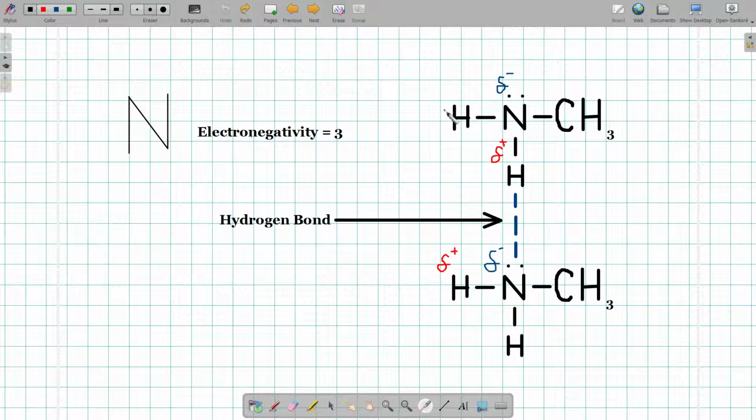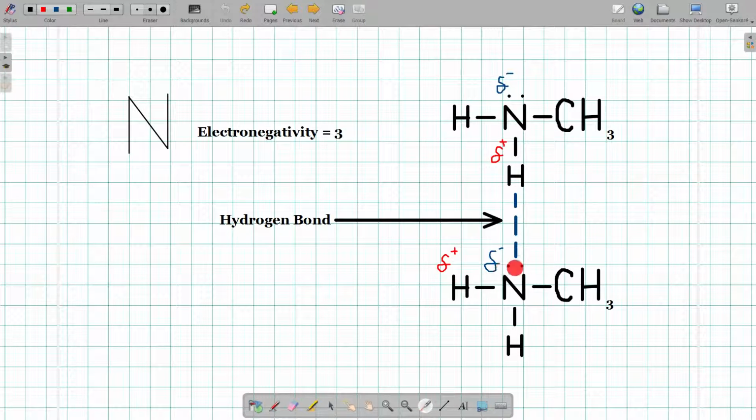Here we're just going to talk about the electronegativity of nitrogen, and the polarity of the amines. Nitrogen is quite an electronegative atom. It has an electronegativity of 3, and so this means that when a hydrogen is bonded to it, it can pull the hydrogen's electrons towards itself and create a permanent dipole in the hydrogen.